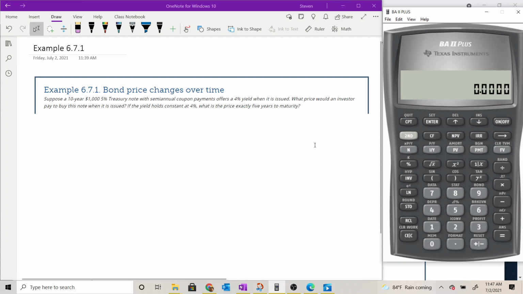Okay, so we've got the same bond that we're going to calculate the price on at two different points in time, and we're going to see what happens to the bond price over time if everything holds constant. It turns out to be something that is just true of bonds. It's just kind of how they work. So let's start by mapping out our cash flows.